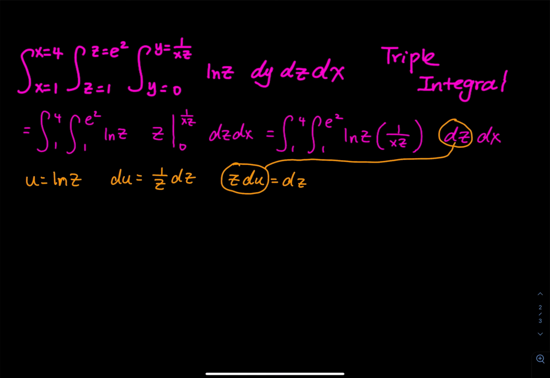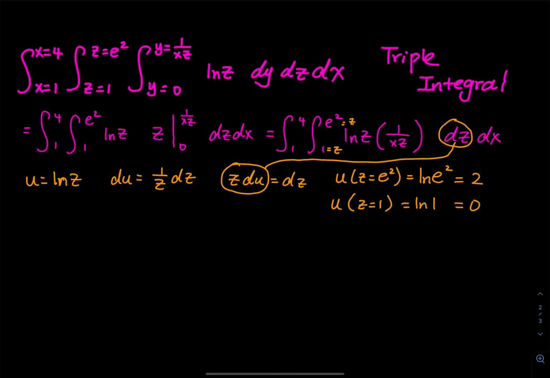How about the 1 and the e squared? That is in terms of z, so we need to change those as well. We find u when z is equal to e squared: ln e squared, you can bring the 2 to the front, and ln e is equal to 1, so that gives 2. When z is equal to 1, you have ln 1, which is equal to 0.